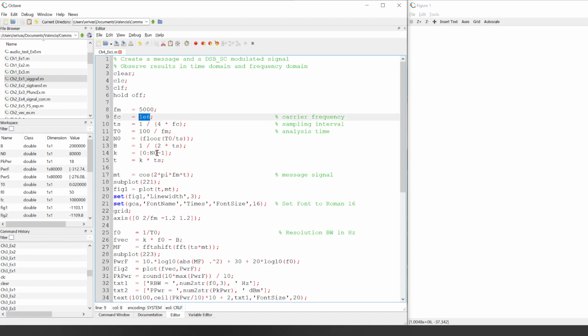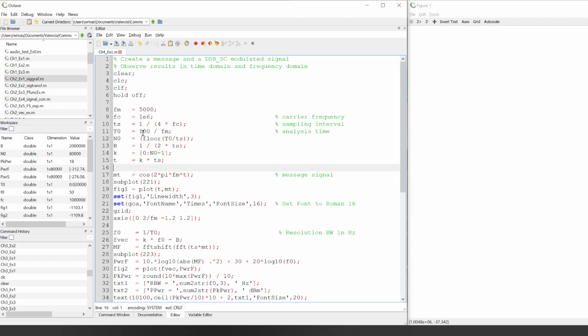I'm going to use a carrier of 1E6, which is 1 megahertz. I'm going to set the sampling time to 1 over 4 times the carrier frequency. Again, I could have just set it to 1 over 2 and still satisfy the Nyquist sampling criteria that we've talked about. But I decided to use 4, so going twice beyond normal Nyquist. The rest of the things should be kind of familiar to you right now.